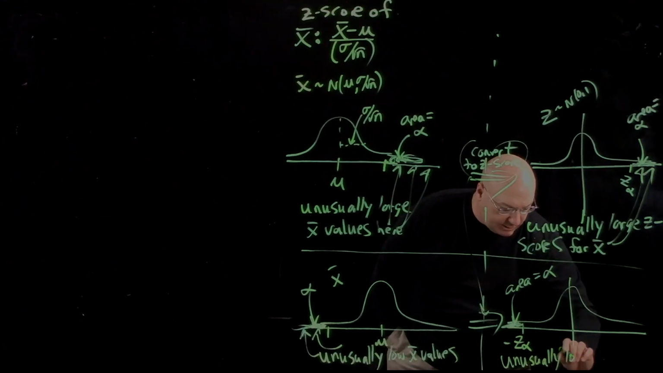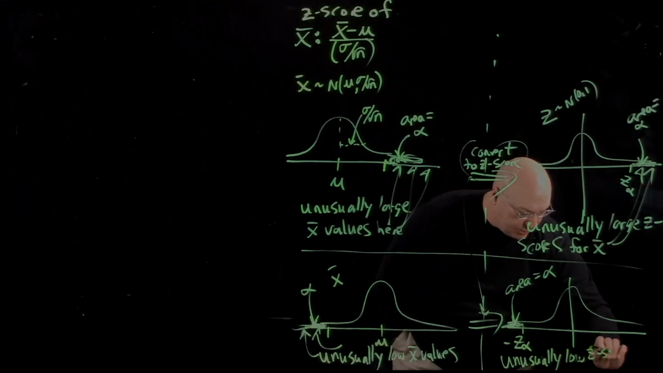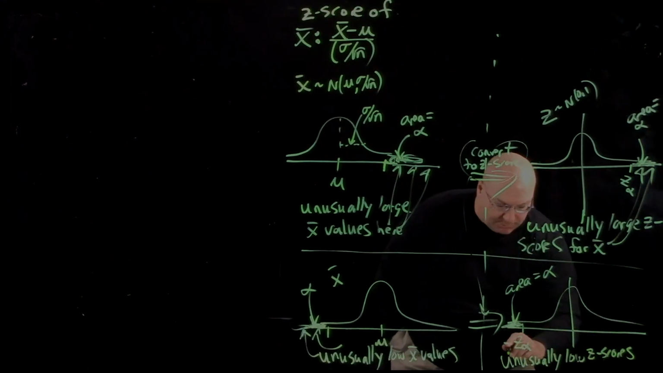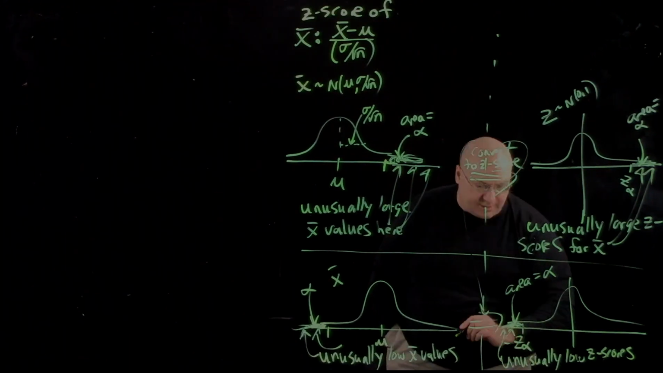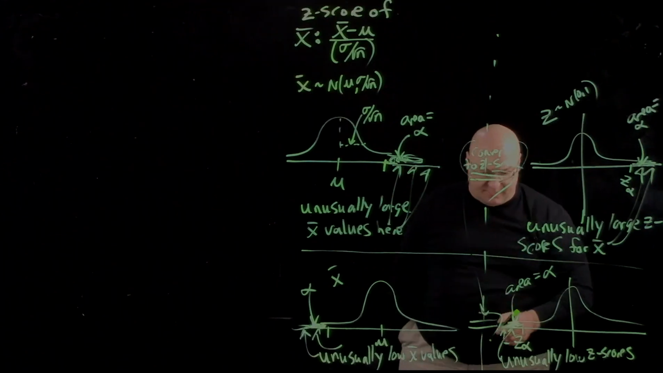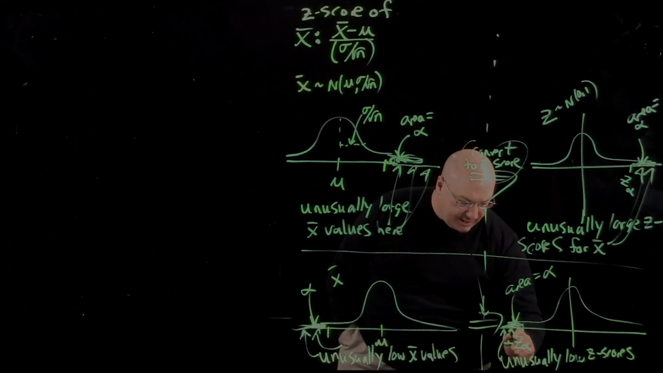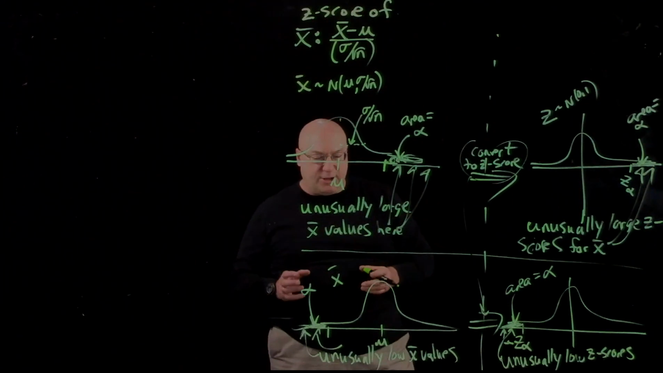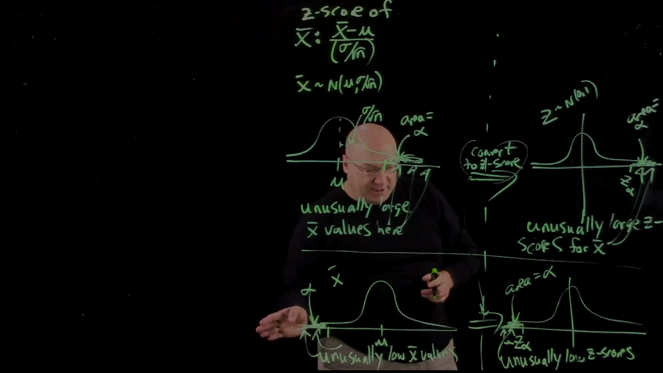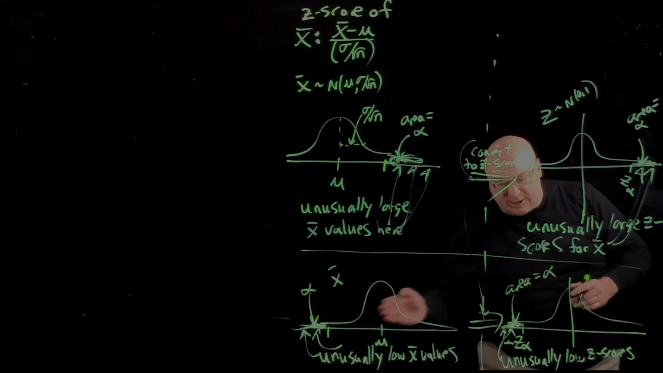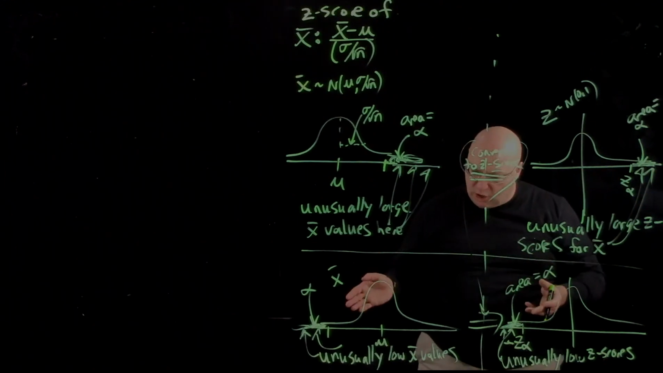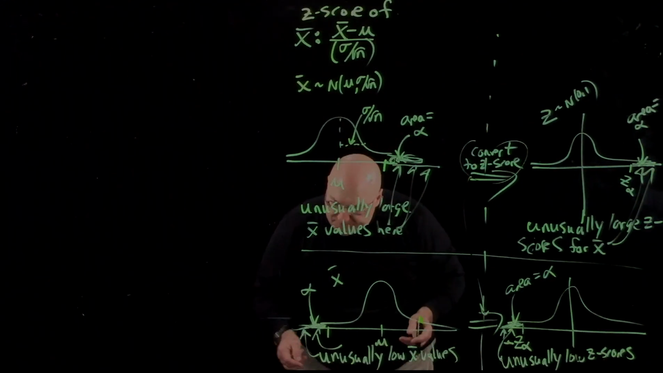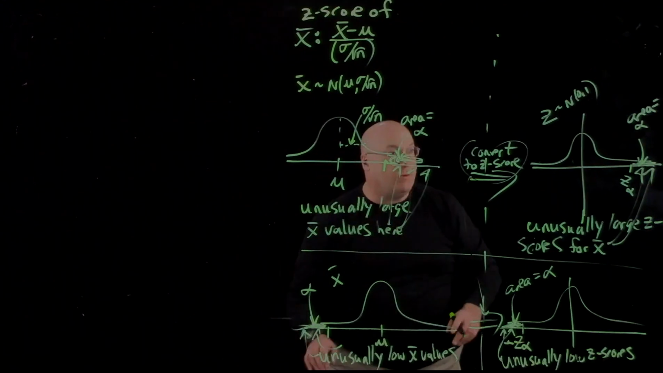Unusually low z-scores for X bar. Again, those would be out here, right? I'm running out of room, but out here on the number line to the left of my negative z alpha. Okay, so if I get a value of X bar and it lies way out here, correspondingly its z-score lies to the left of negative z alpha, I would say it's unusually small or unusually low. Okay, that's what we have for z-scores.